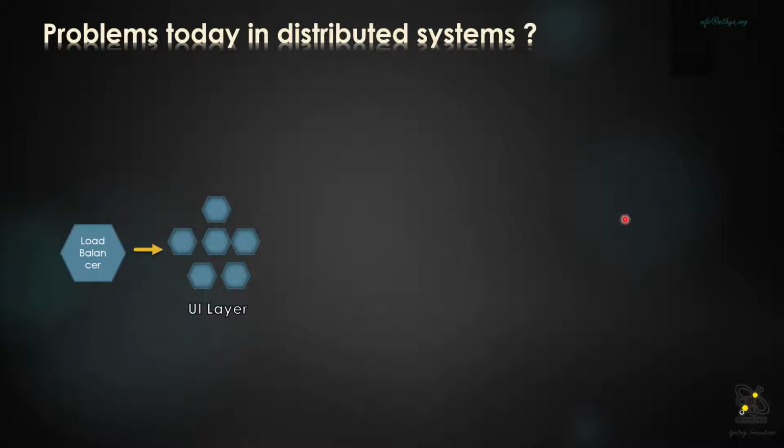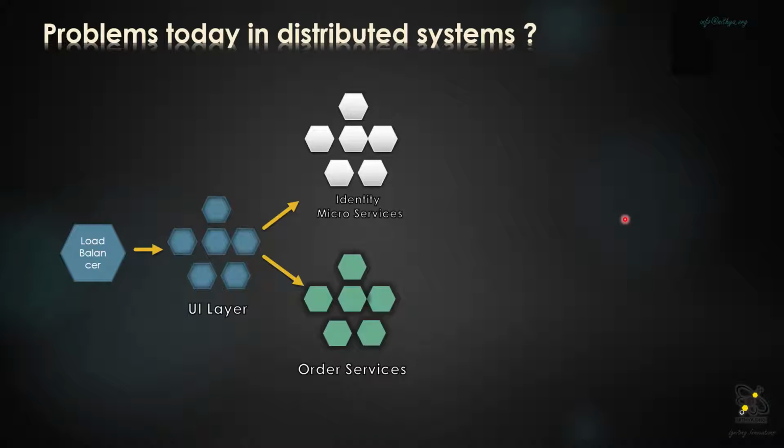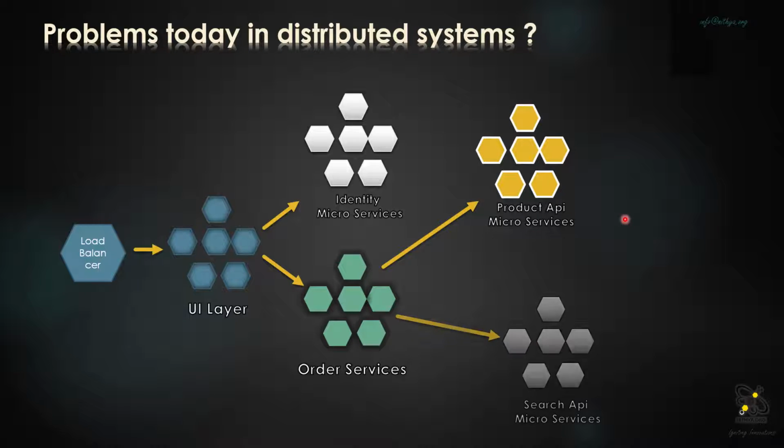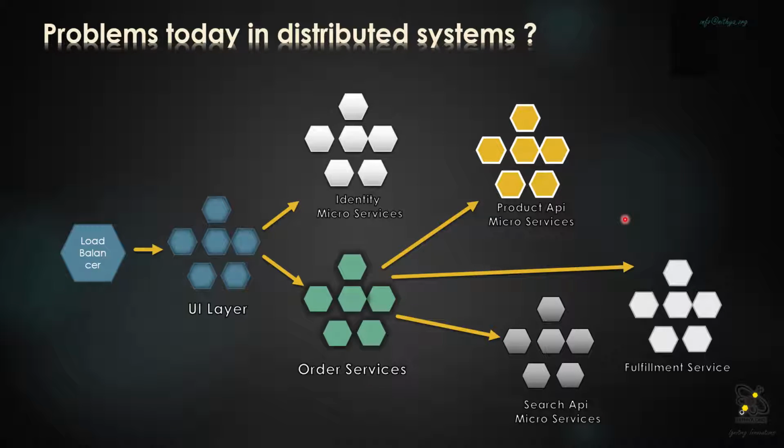There is a plethora of services and microservices, and they need to communicate across many systems. For example, the UI layer wants to communicate with the identity services. Once the identity is confirmed, it needs to talk to the order services. Then the order services might talk to three other services, like product, the search API and the fulfillment service. And the fulfillment service might even need to talk to some third-party services.